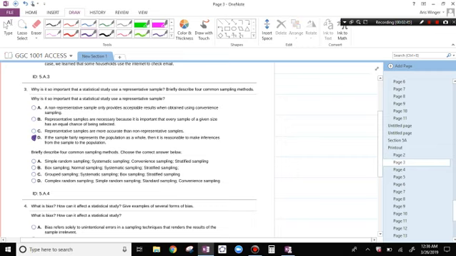Briefly describe 4 common sampling methods. Choose the correct answer below. Simple random sampling, systematic sampling, convenience sampling, and stratified sampling.